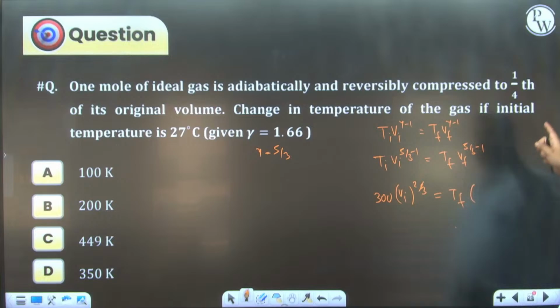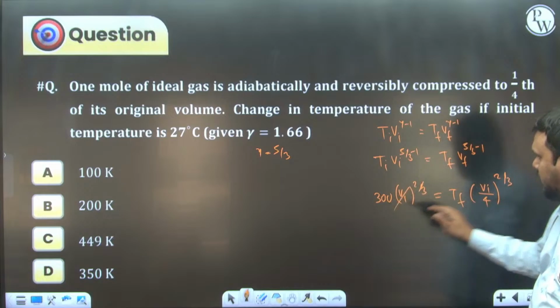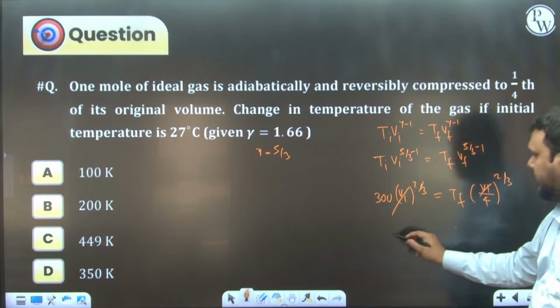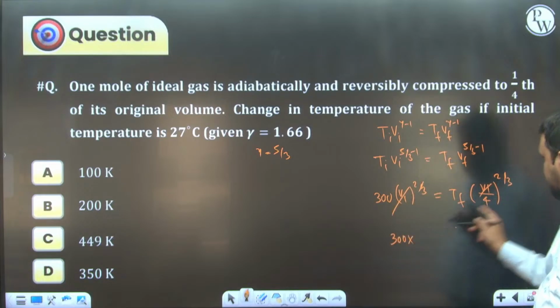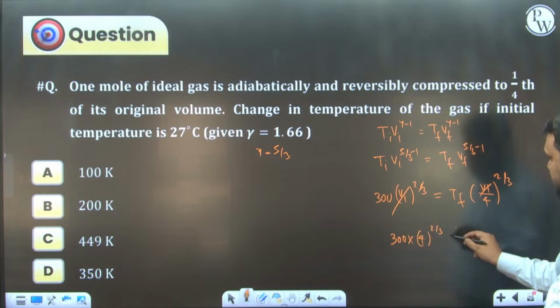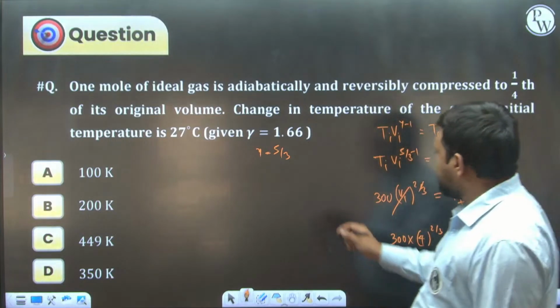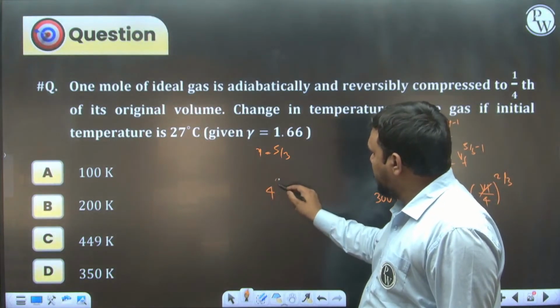So 300 V initial power 2 by 3 is equal to temperature final into volume final. They have said the volume became 1/4, so volume initial upon 4, the whole power 2 by 3. So let us calculate: this volume initial got cancelled. We are getting 300 into 4 power 2 by 3 is equal to temperature final. So let us see what this 4 power 2 by 3 is.